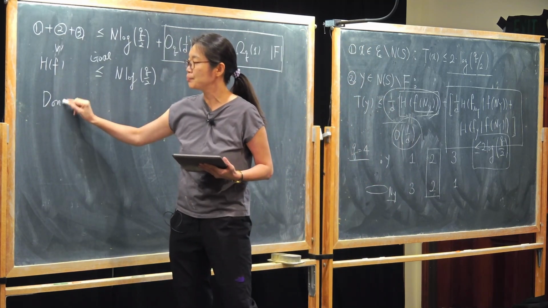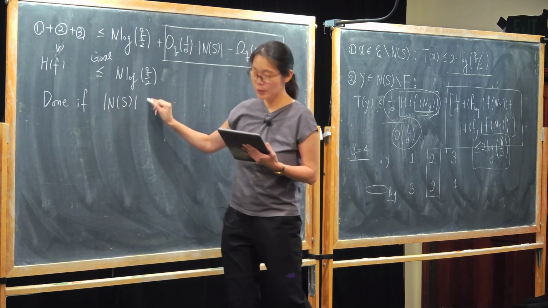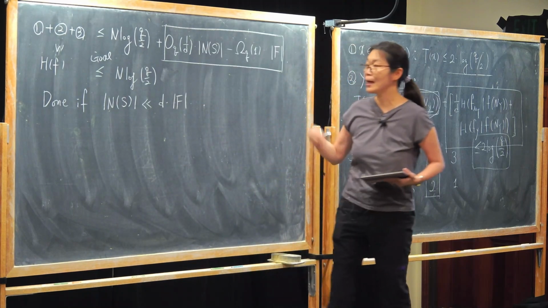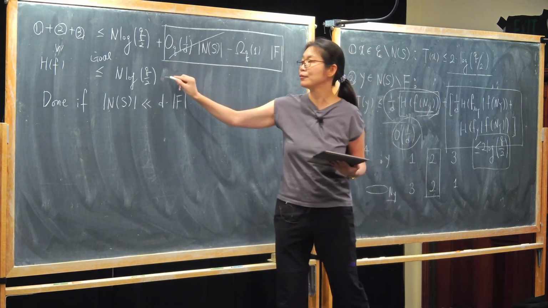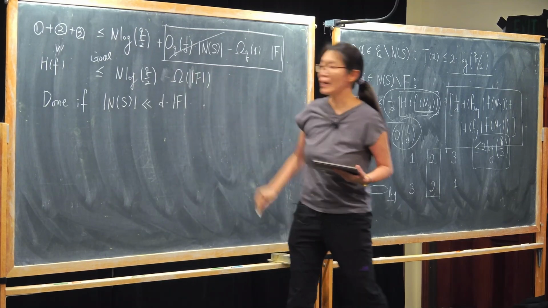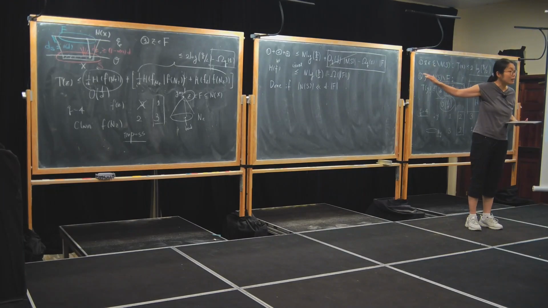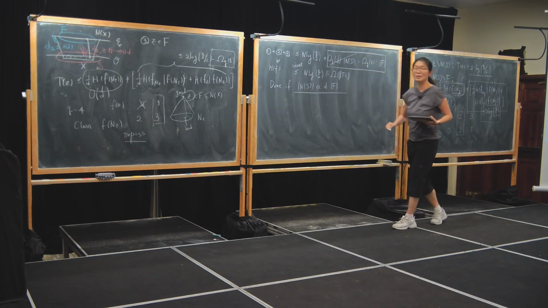So we are done if the size of the neighborhood is much smaller than D times F, then this one will be dominated by this thing. So we are going to have this as a conclusion. So we are done. So the final step, but are we OK so far? OK, then the final step, why do we have this? How can we show this?